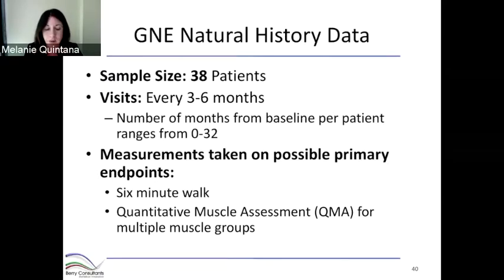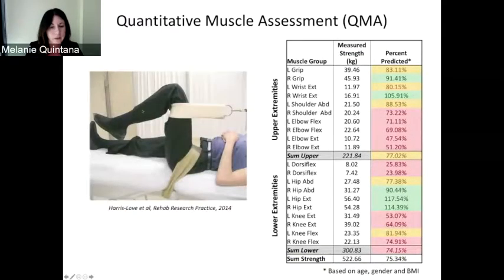This is essentially how far can you walk in 6 minutes. The other endpoint that we were collecting is called a quantitative muscle assessment score, and this is an assessment of essentially how much strength you exude for that muscle group when you do a test, and I'll show you a picture of this in a second. But we do this for multiple muscle groups. Here's a picture of someone actually doing this QMA. I think here they're getting the strength for their quadriceps, actually.